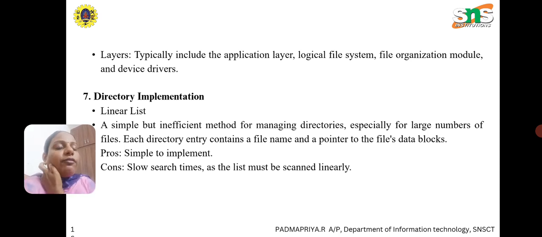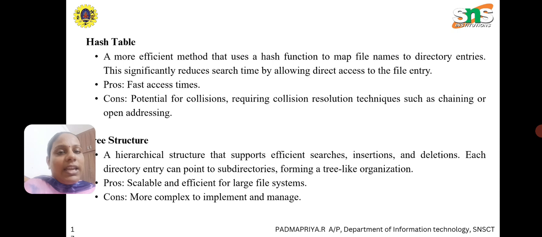Pros and cons of the linear list. Pros: simple to implement. Cons: slow search times, as the list must be scanned linearly. Hash table: a more efficient method that uses hash functions to map file names to directory entries. This significantly reduces search time by allowing direct access to the file entry. Pros: fast access times. Cons: potential for collisions, requiring collision resolution techniques such as chaining or open addressing.